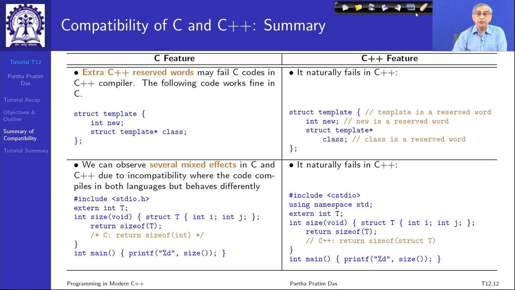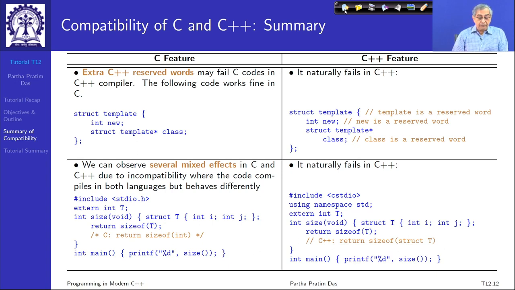Naturally, the most common one is that there are extra reserved words in C++. So, a code like this will fail, which has the name of a struct or tag of a struct as template, name of a variable as new, name of a data member of the struct as class. These all will fail because these are all different keywords in C++, which is easy to understand, and reduces the portability of C as C++.